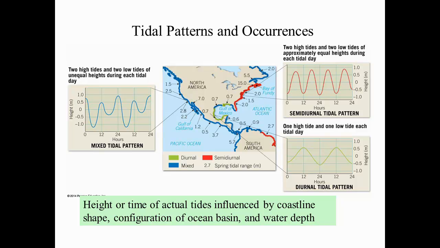Also, what's shown in this figure are the total spring tidal ranges. Notice that the spring tidal ranges along some coastlines, basically the difference between high and low tide during spring tide, tend to be quite large, in excess of 2 meters. And those mainly occur along the coastlines facing the Atlantic Ocean and also along the Pacific coast, where the spring tidal range is in excess of 2 meters.